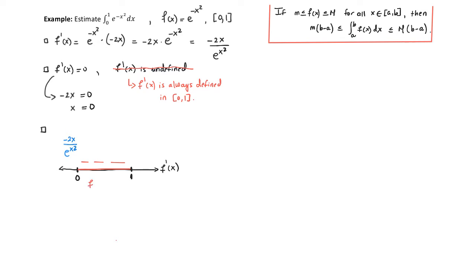That is telling me that f prime of x is less than 0, which means that the function f of x is decreasing in the interval from 0 to 1.